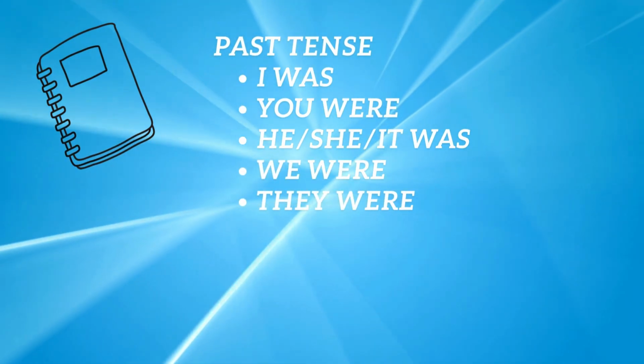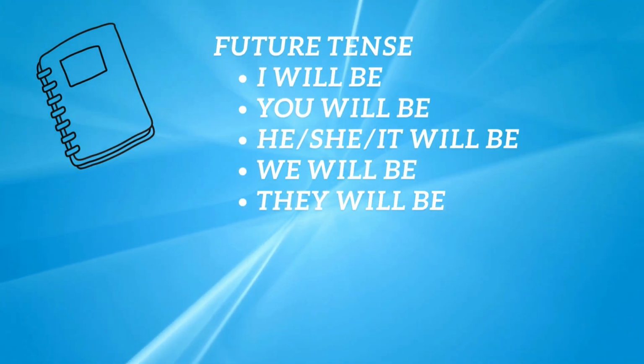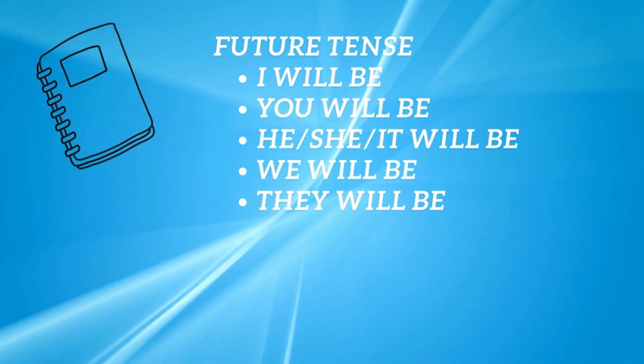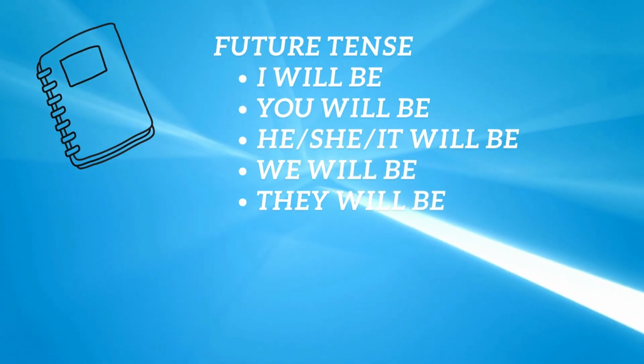Past tense: I was, you were, he, she, it was, we were, they were. Future tense: I will be, you will be, he, she, it will be, we will be, they will be.